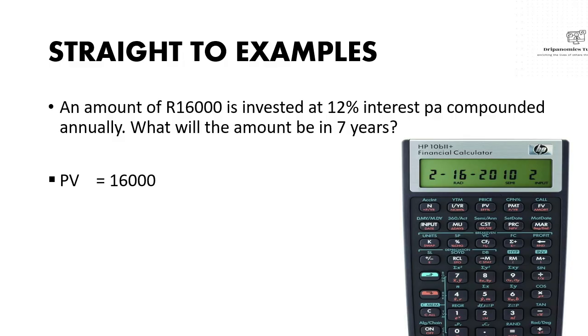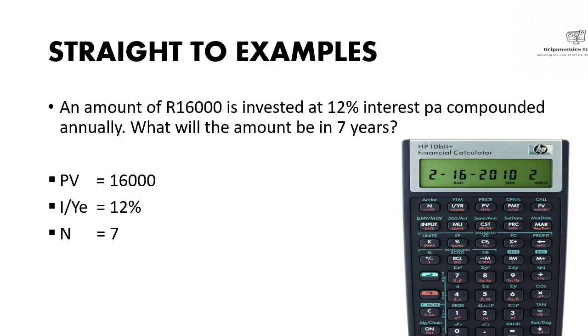Now, like we said, you have been given your PV, which is 16,000. You have been given your interest, which is 12%. You have been given your N. Now, how do you know what your N is? It's asking what will the amount be in 7 years, so we're looking for something that will happen 7 years later. Remember what the N is: the number of periods, not number of years. Number of periods works hand in hand with the number of years and the compounding.